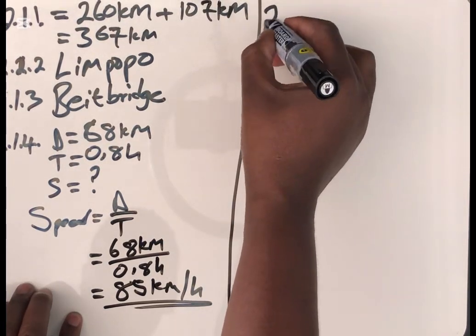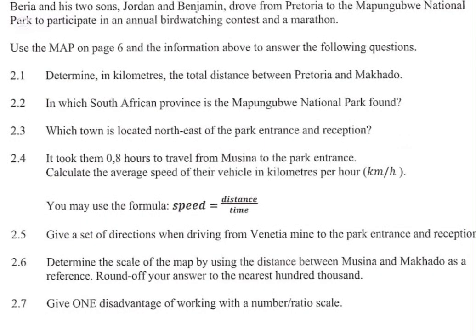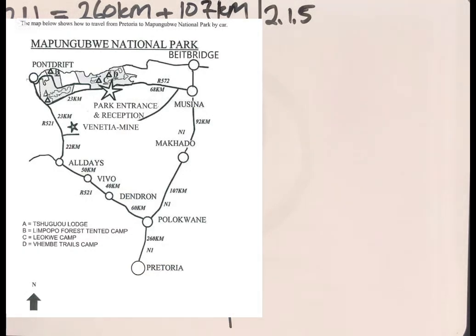And then we move to 2.1.5. It says, give a set of directions when driving from the mine to the park entrance and reception. From the Venetia mine. So we go back to our map and locate the Venetia mine. Venetia mine is indicated by this small star, so you must move from this small star to the big star.